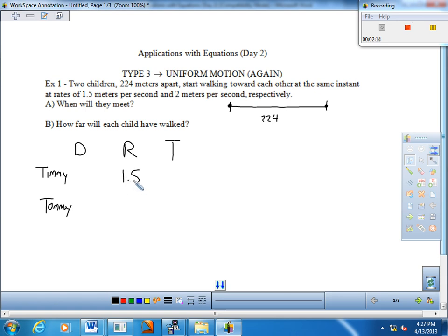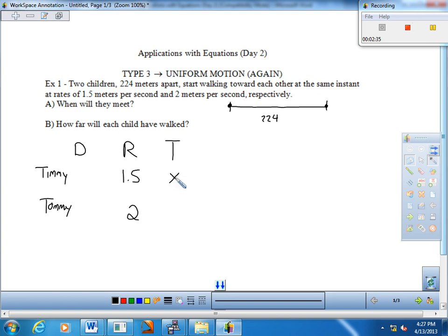Without question, it seems like the 2 rates are given. We have to put those in. Those are going to be constants, and put them in your table. Doesn't change. All right, now we have to think about what we want to do here in terms of the variable. I personally like putting the variable under the time. It does ask when they will meet, and so as a result, I would call that x right there. So Timmy is going to walk for a certain number of seconds. I have no idea how long.